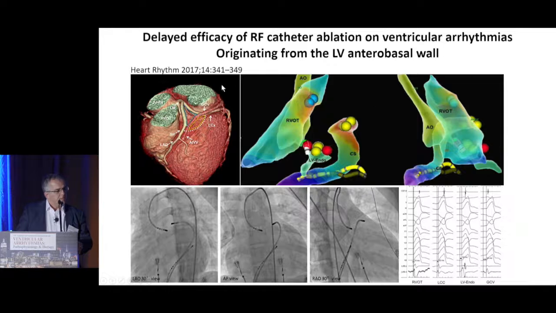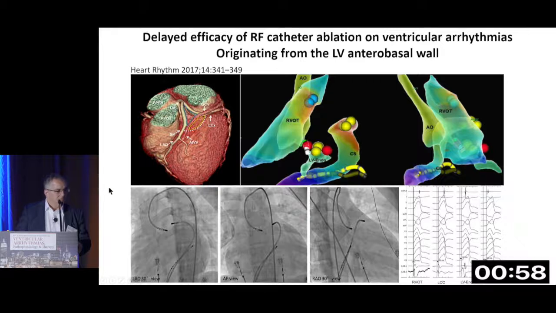And what I find really interesting in this situation, and this is going back to my first slide, is that sometimes you're not able to reach a potential target that is in between all these points here, and you have no access to veins, for instance. One option that you may have is to burn from all three best sites that you have around the LV summit, like RVOT, distal CS, and even endocardial ablation.